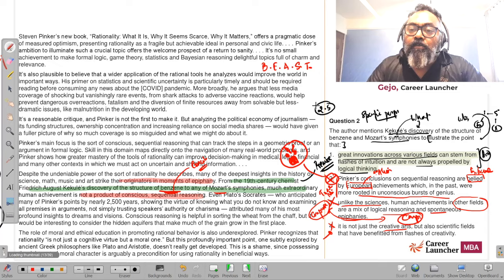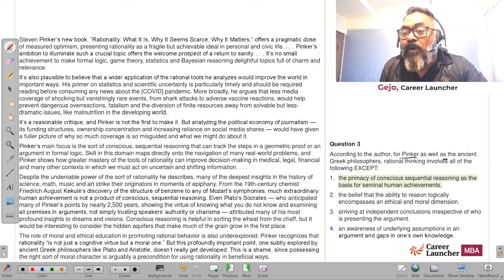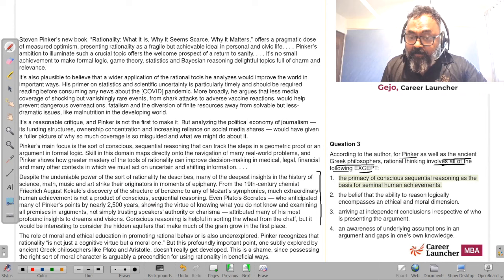Let's look at question number 3. According to the author, for Pinker, as well as ancient Greek philosophers, rational thinking involves all of the following except. Now, this is basically picking from here, right? This is an except question. We have to identify the flaw, right? So it's saying involves all. It's talking about rational thinking.